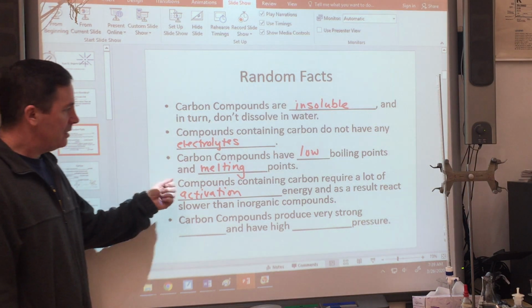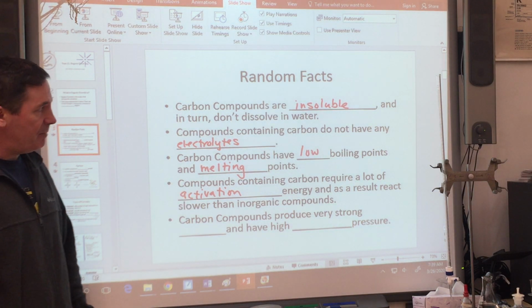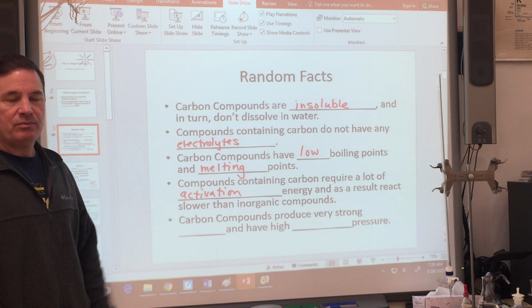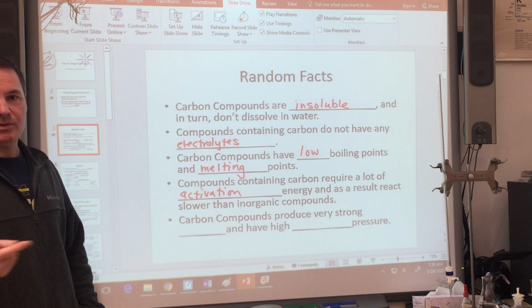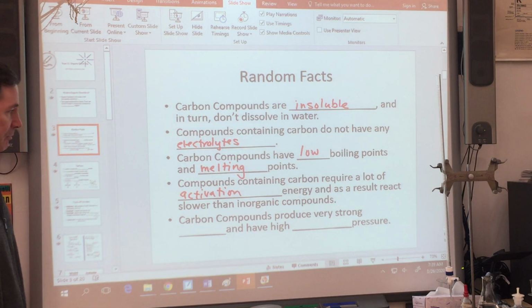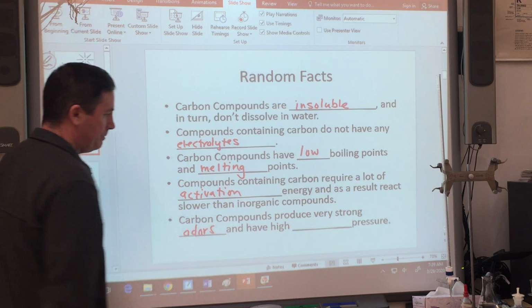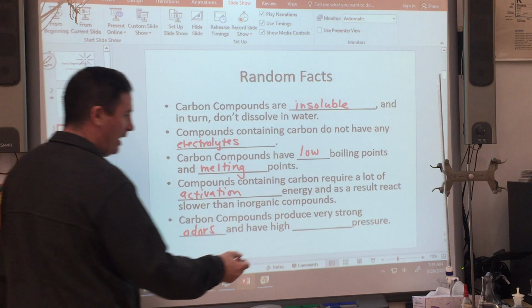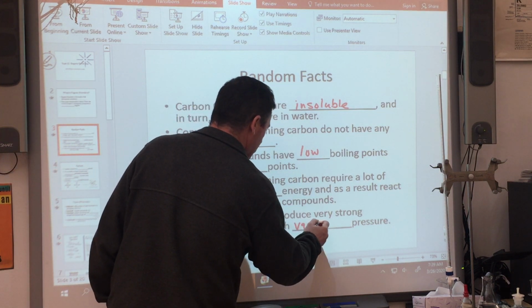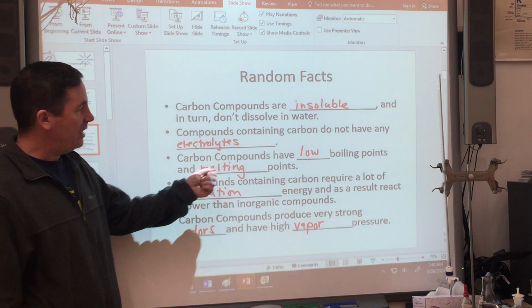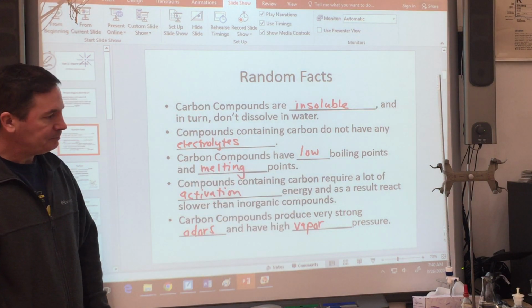So carbon-based compounds, organic compounds, tend to be bigger than inorganic compounds. They can get absolutely huge, with hundreds of thousands of atoms making up a protein, for example. Carbon compounds produce very strong odors and have high vapor pressure. Now, the vapor pressure thing goes back to the fact that they have low boiling points.